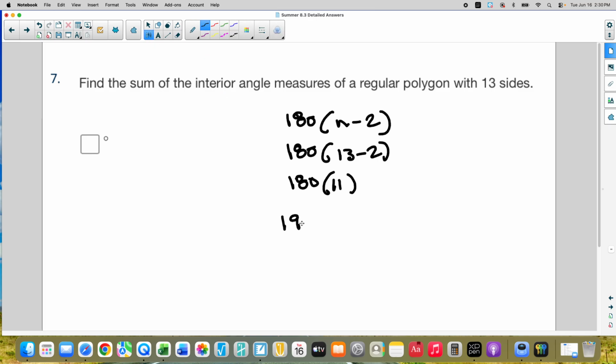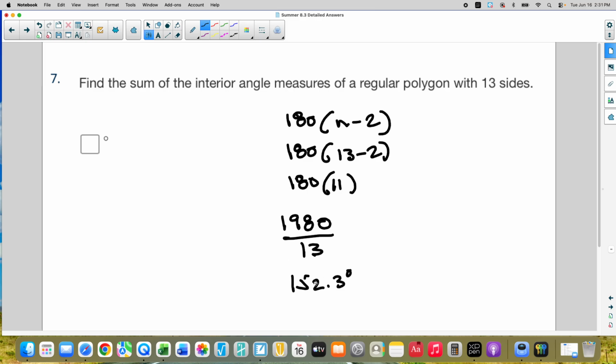11 is easy to multiply by 180. 1 goes out there, 0 goes out there. 1 plus 8 is 9. 8 plus 0 is 8. So that equals 1,980. Now we're going to divide it by 13. So 1980 divided by 13 gives us 152.3 degrees.